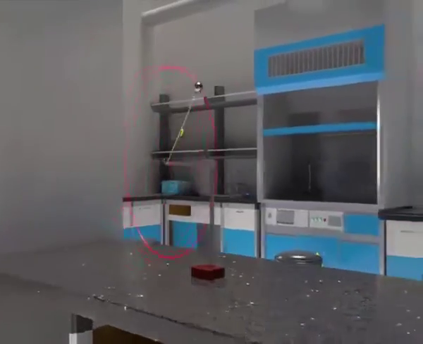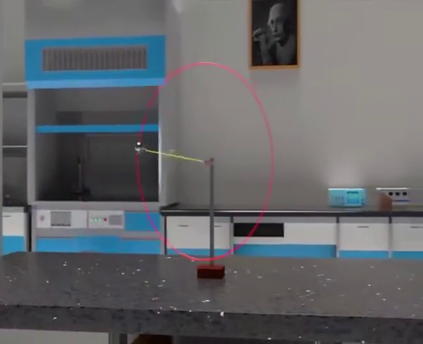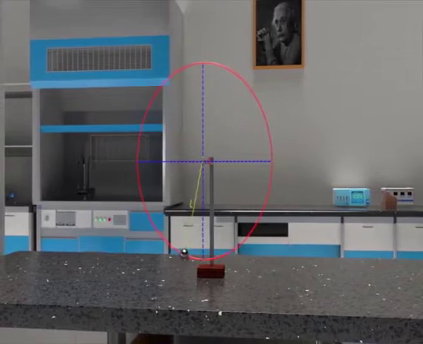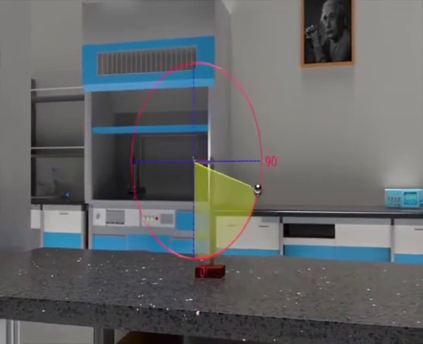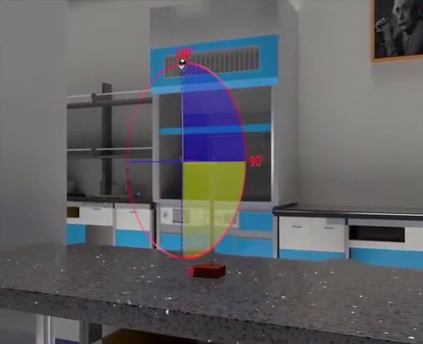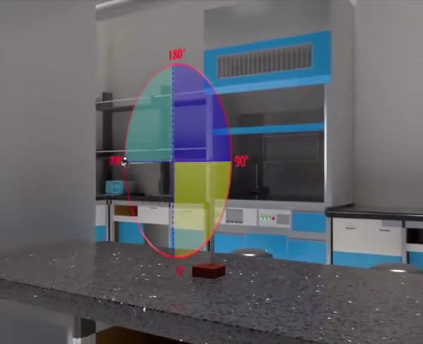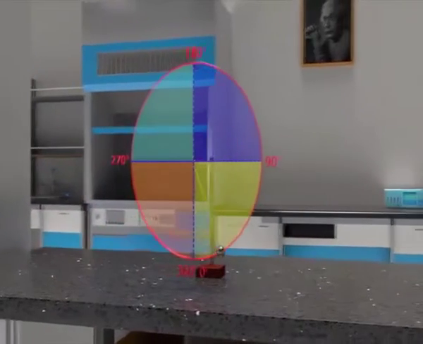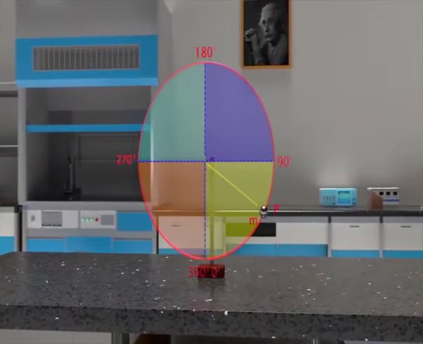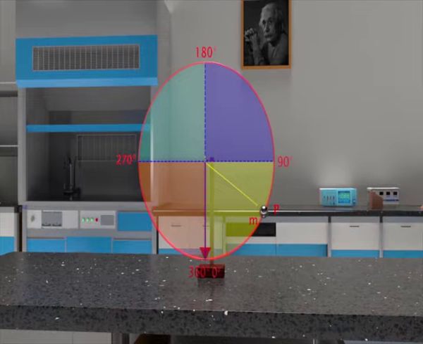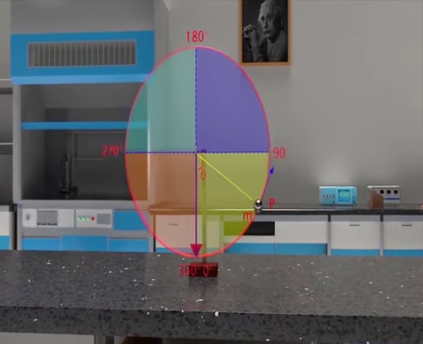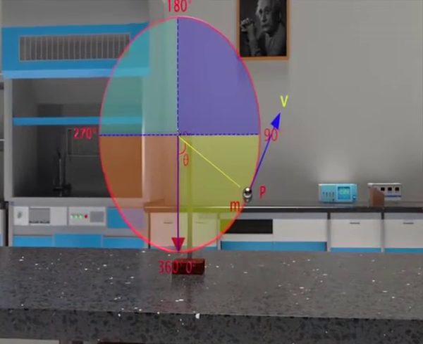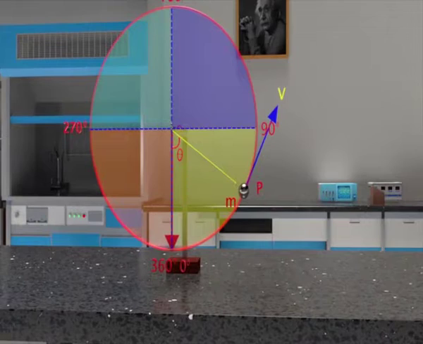Let's divide the circular path the bob may take into 4 quadrants around point O: 0 to 90 degrees, 90 to 180 degrees, 180 to 270 degrees, and 270 to 360 degrees. Consider the bob at point P, where OP makes an angle theta with the vertical line OA. Speed of the bob at P is v, and it is tangential to the circular path.